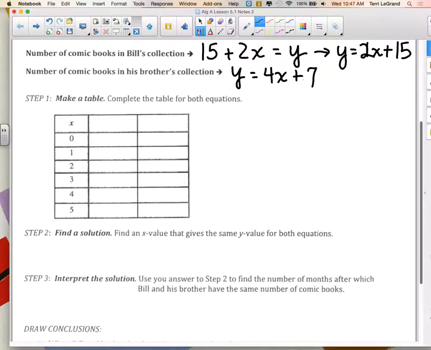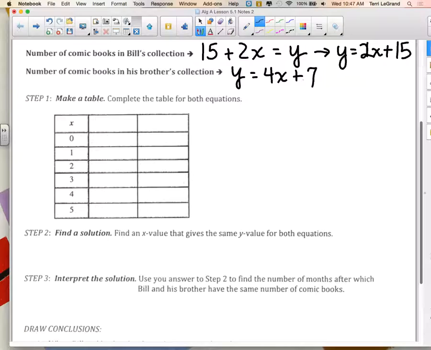It says the total number of books the brother is going to have is equal to, take 4 times the number of months because he's going to add 4 more every month, and add 7 to it because apparently he started with 7, right? Okay, 2 good equations.